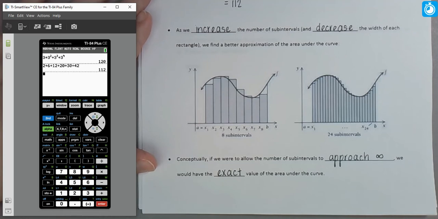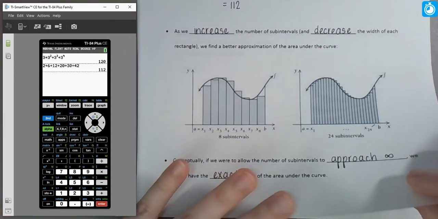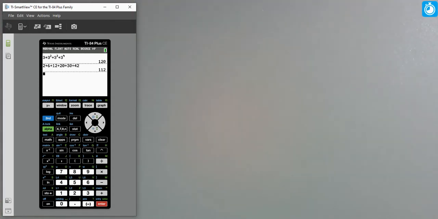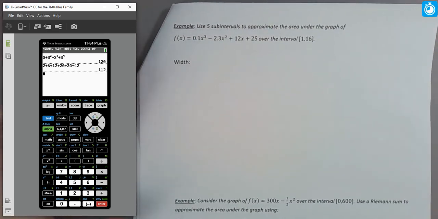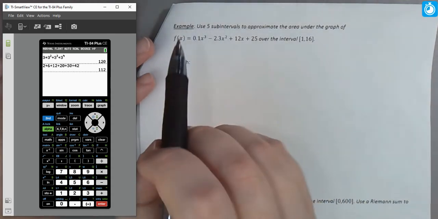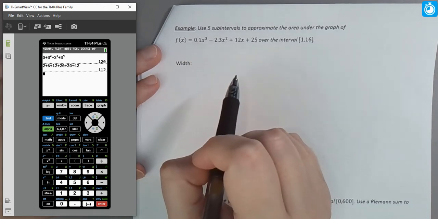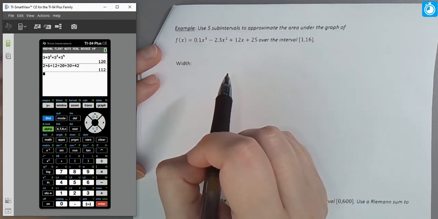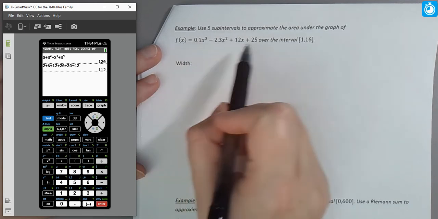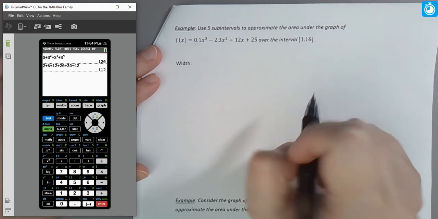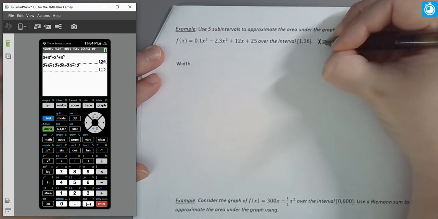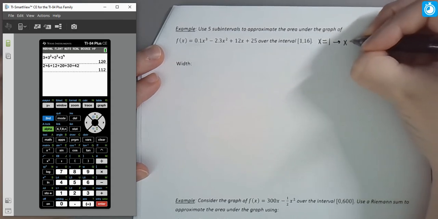Let's actually practice finding some of these areas based on the graphs we have. Just getting this area based on this idea of rectangles, drawing rectangles, and calculating the area of those rectangles. Okay, so we want to use 5 subintervals to approximate the area under the graph of this function. Definitely not a linear function, which means there's no standard geometry formula that will allow us to calculate the area under this graph. And we want to look specifically over the interval from 1 to 16. In other words, from x equals 1 to x equals 16.